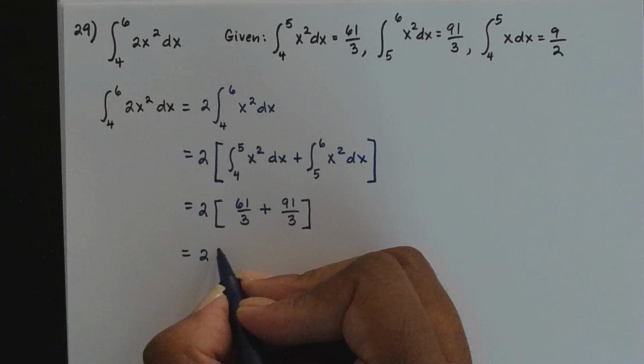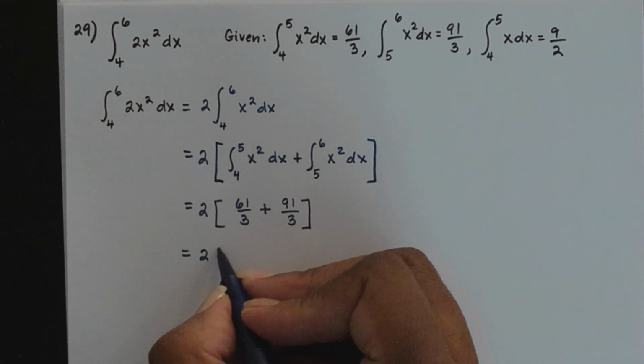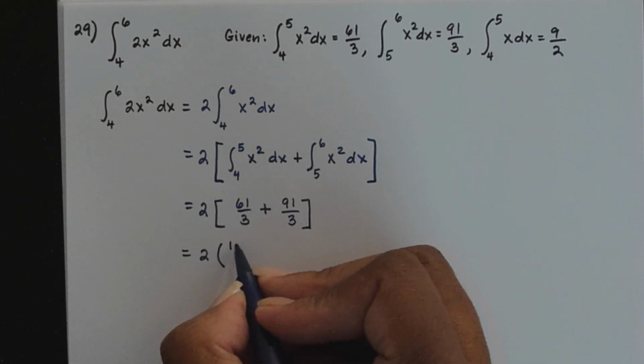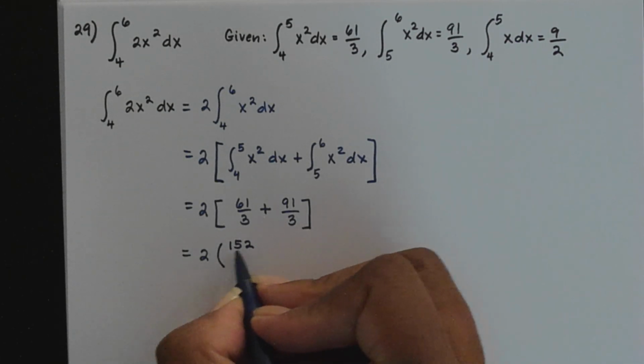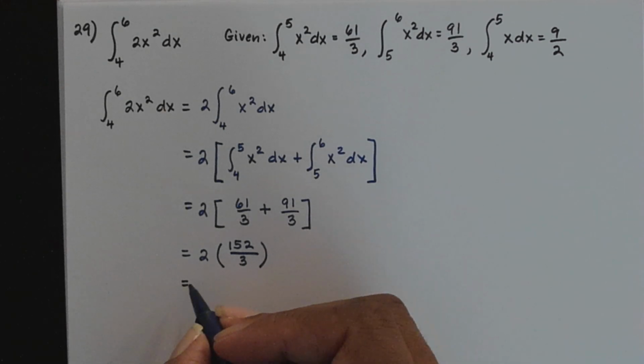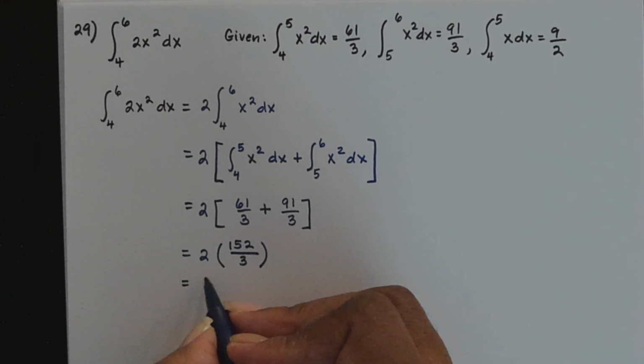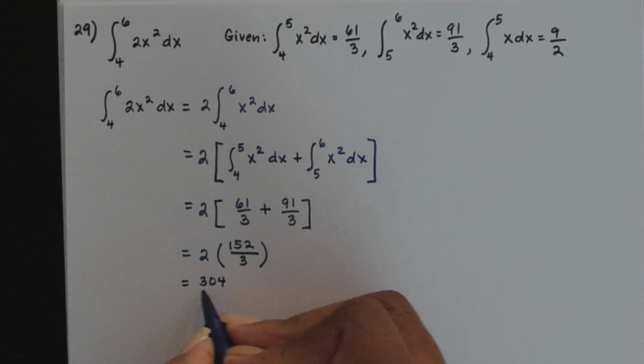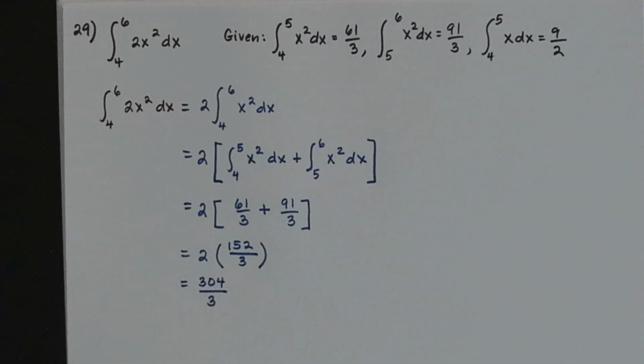Well, if I add those two together, 61/3 and 91/3, that's going to be 152/3. And if I do 2/1 times 152/3, I will end up getting 304/3. Okay. Any questions on problem number 29?